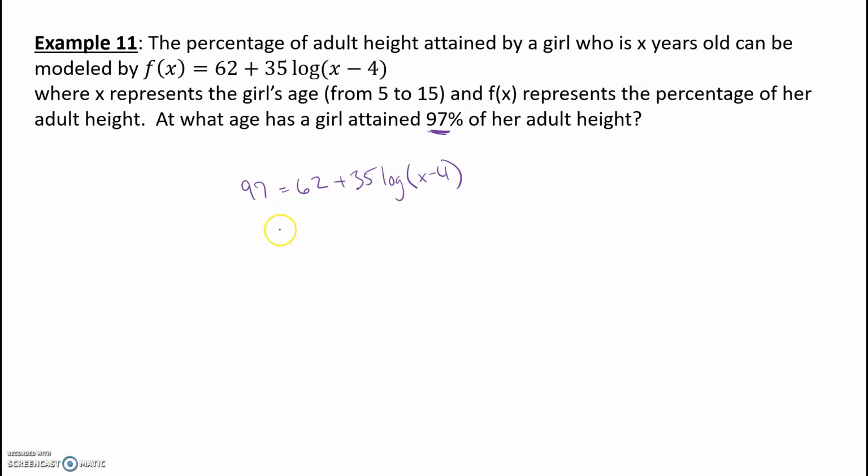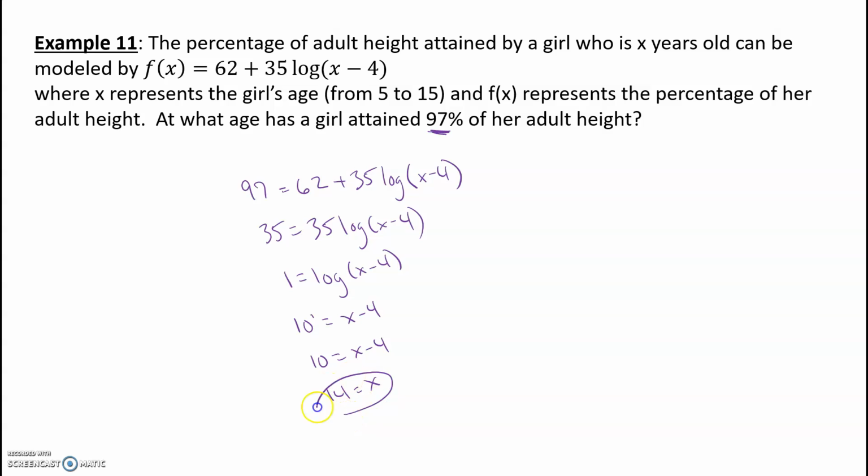So let's subtract 62 from both sides. We'll divide both sides by 35. And I would write this in exponential form, right? Our base is 10. 10 to the power of 1 has to equal x minus 4. So we have 10 equals x minus 4. Add 4, we get x equals 14. So once they are 14 years old, a girl should have attained 97% of her adult height.